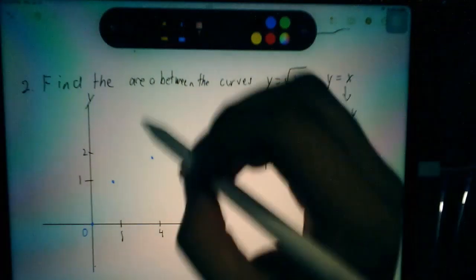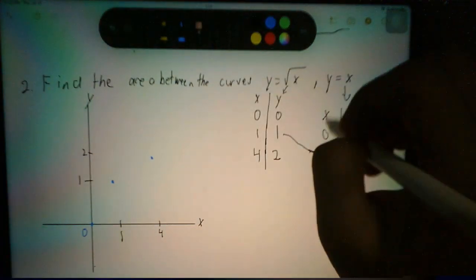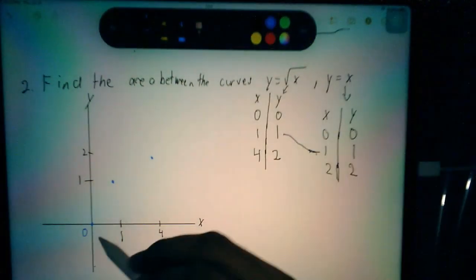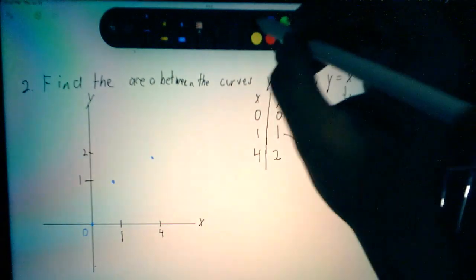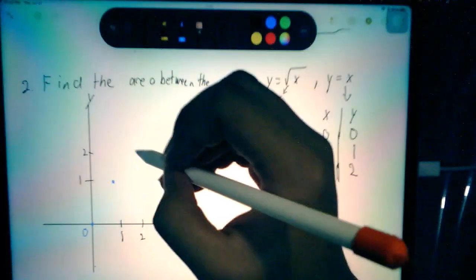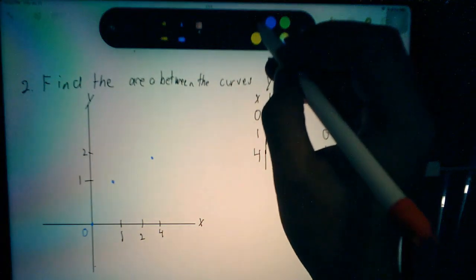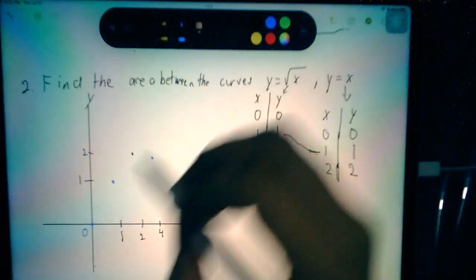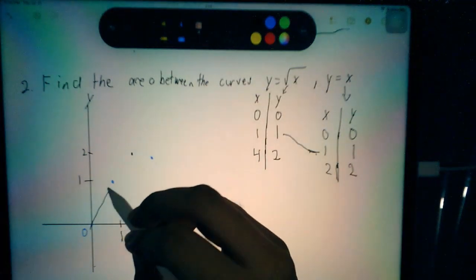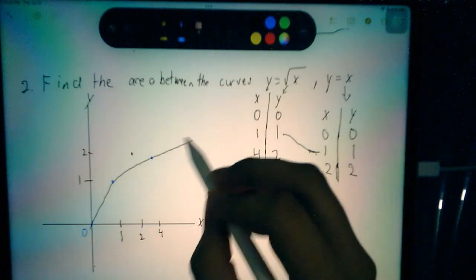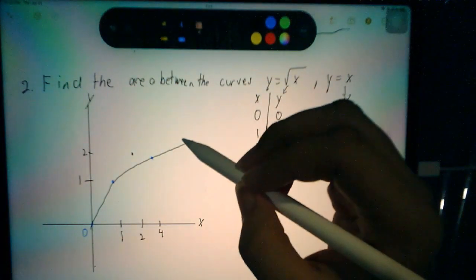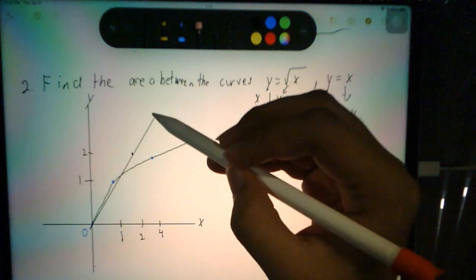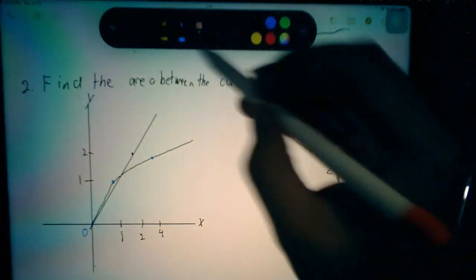So let's do that. First we input these points. x equals 0, 1, 2. So this is 2. So our point of intersection is this, and this. Let me erase this.